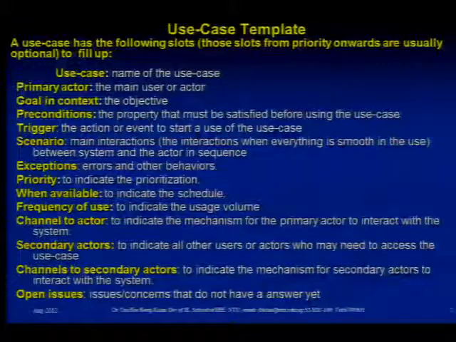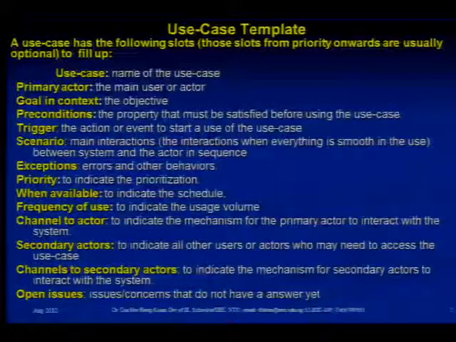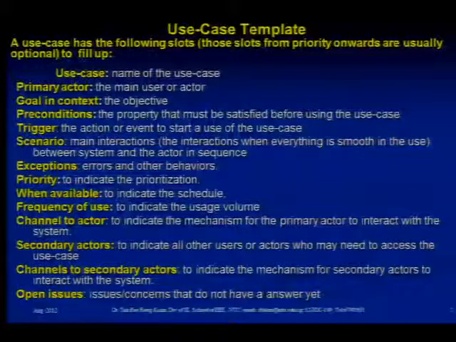The information for you to include in each slot is explained here. Okay, the first slot, use case, is for you to name the use case. So if it's to enter employee particulars, then in this case you will put enter employee particulars. So give a name to the use case. And after that, your primary actor, the main user, etc. Then in the context, you put the objective, okay? The purpose of the use case, the purpose of this usage. Every usage in a system must serve some purpose.